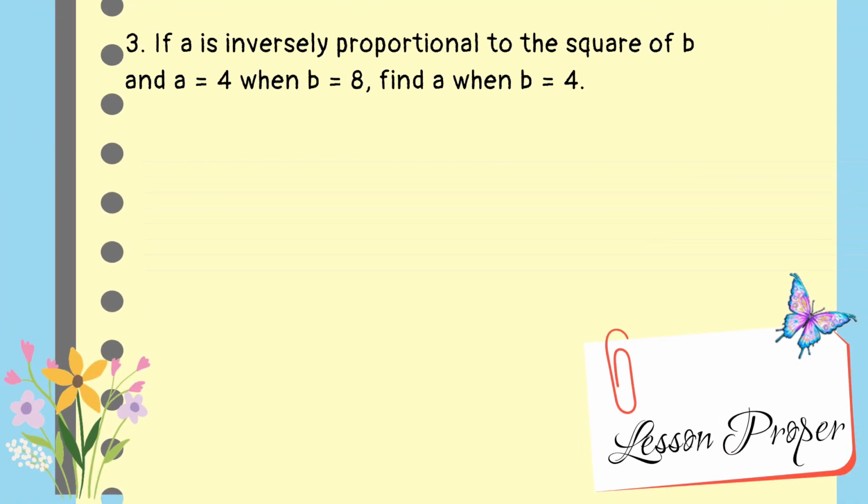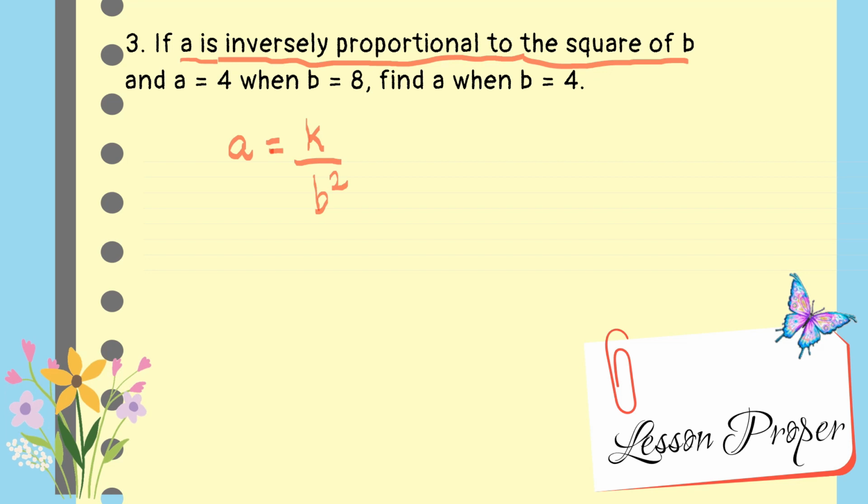Number 3. If A is inversely proportional to the square of B and A equals 4 when B is 8, find A when B is 4. So we have to write a variation equation for this statement. A is inversely proportional to the square of B. So we write that as A equals K over the square of B, so B squared.